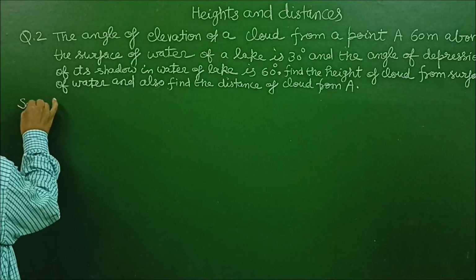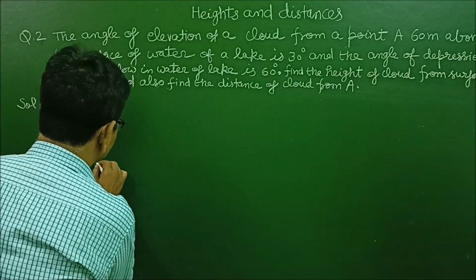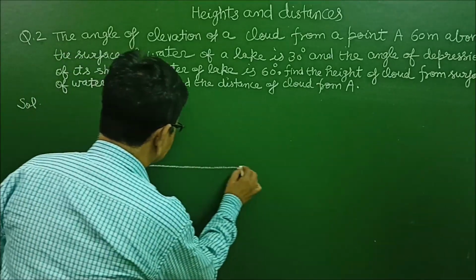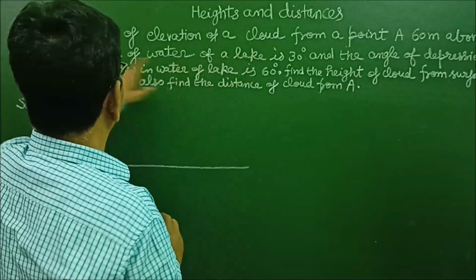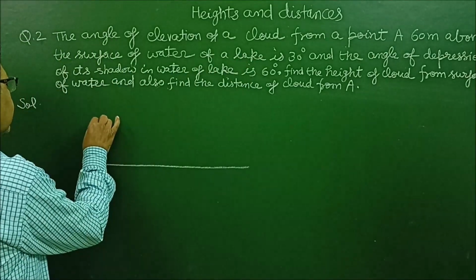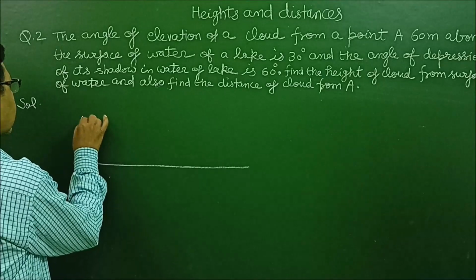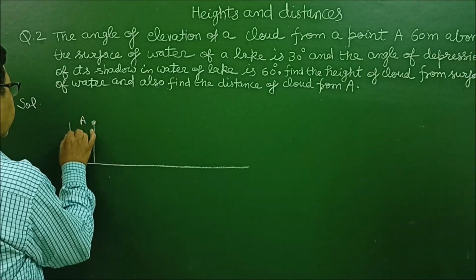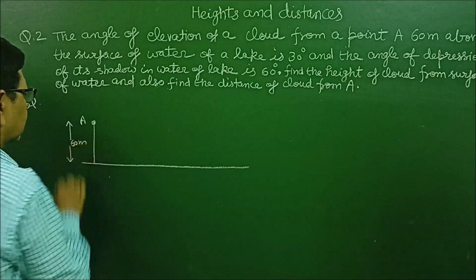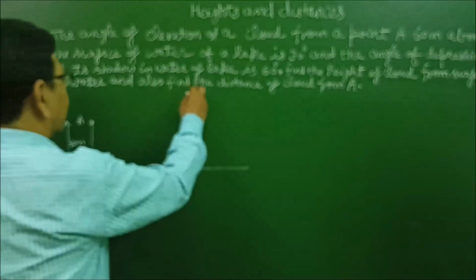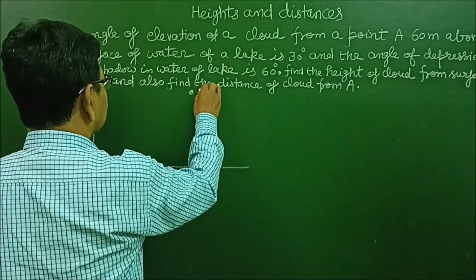Let us start the solution. Let this be the surface of water, and there is a point A 60 meter above the surface of water. This is the point A, 60 meter above the surface of water. From this point there is a cloud at the point C.